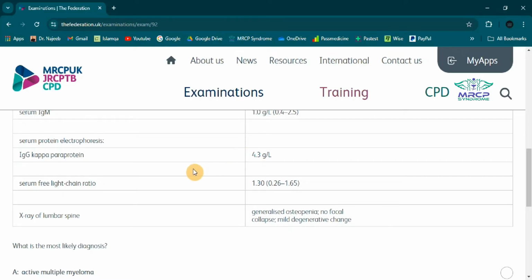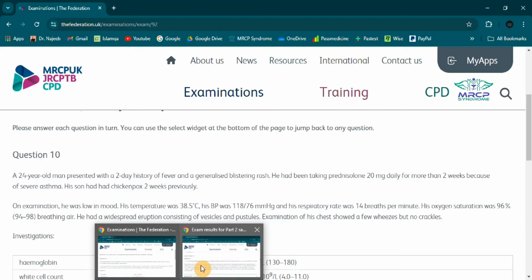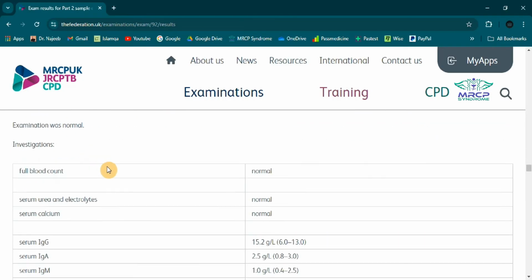And in case of active multiple myeloma, the IgG kappa paraprotein band will always be greater than 30. And in case of solitary plasmacytoma, it will also be close to 30. So this is our MGUS, and in most cases, MGUS doesn't need to be treated.